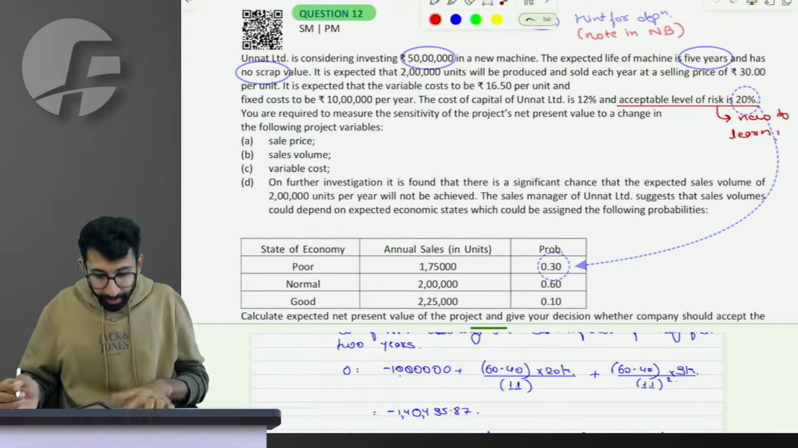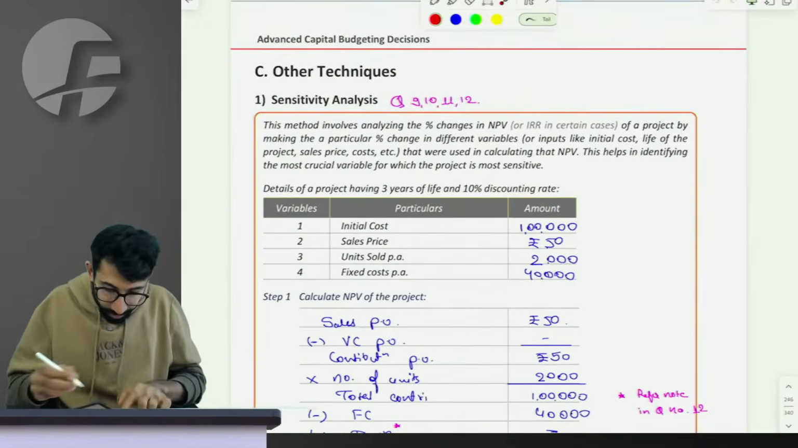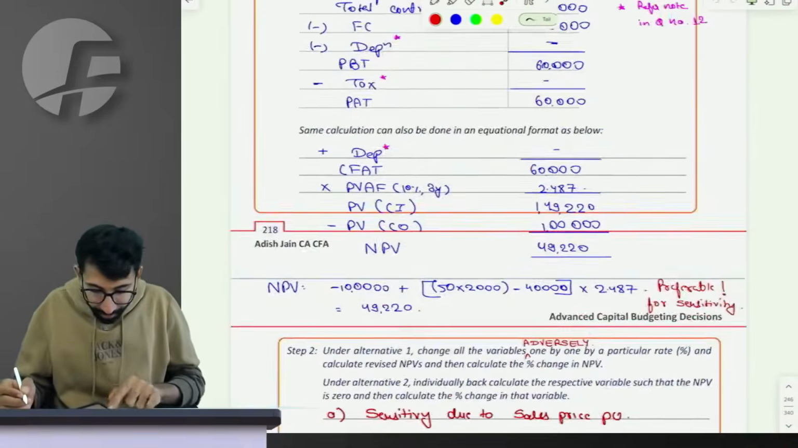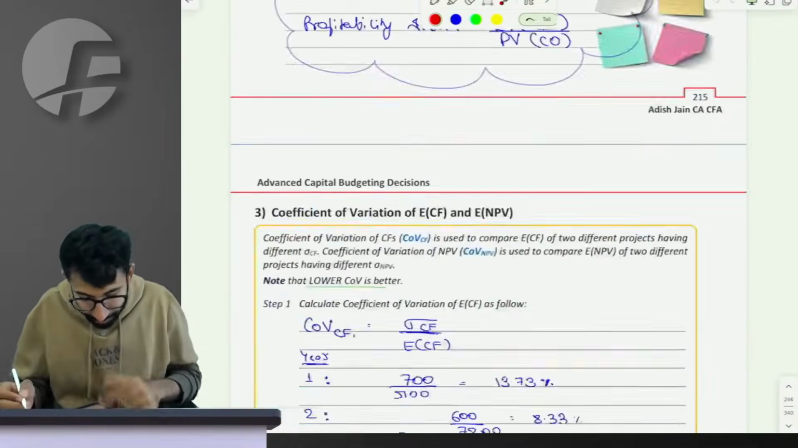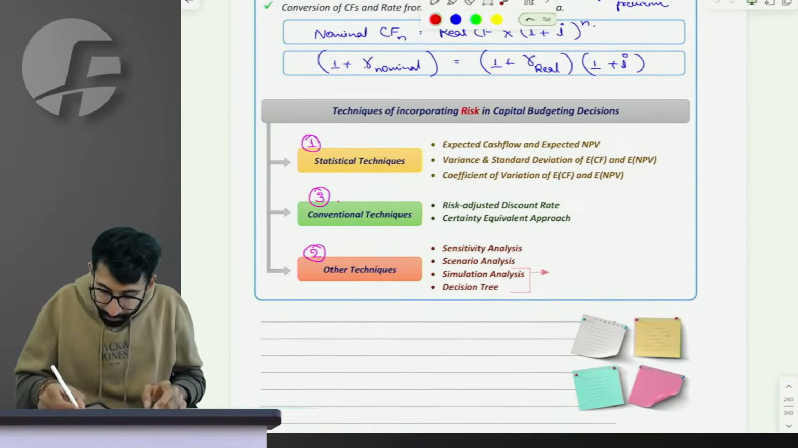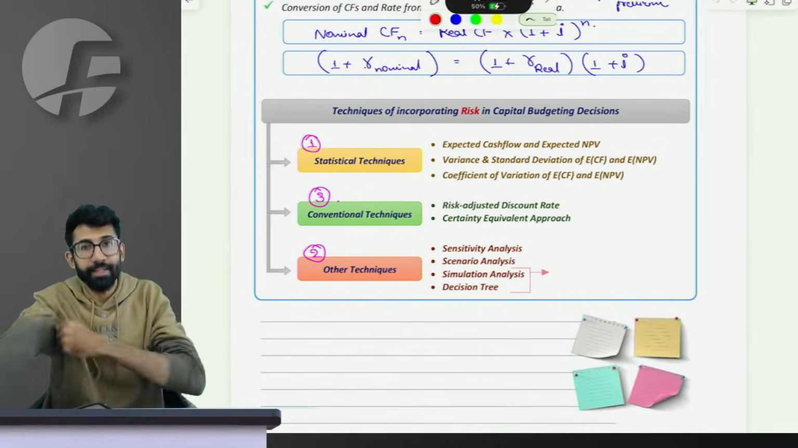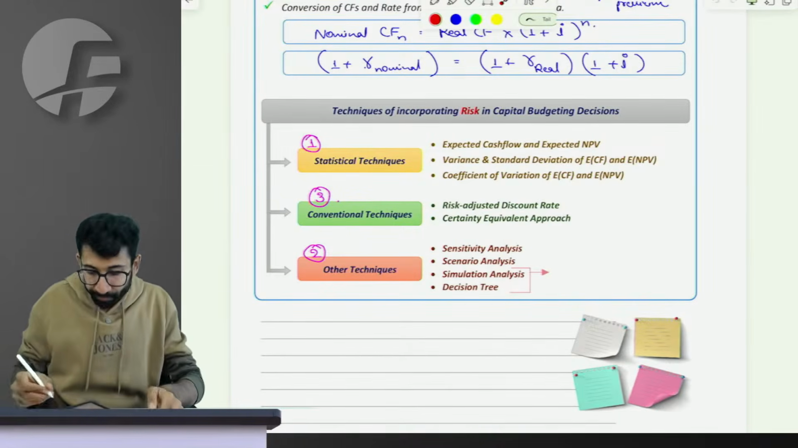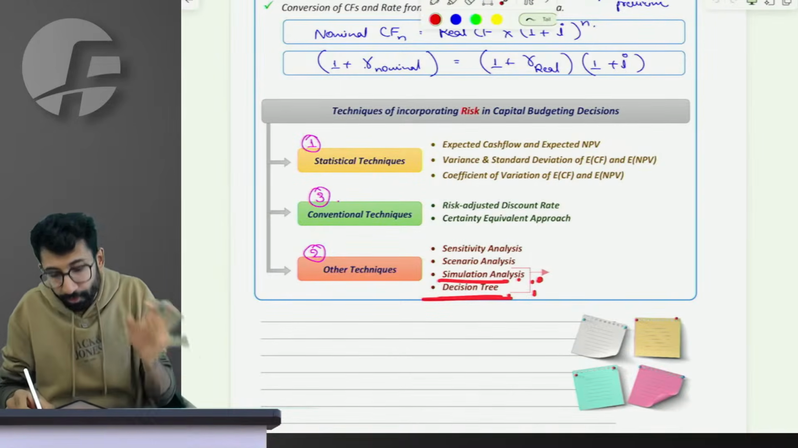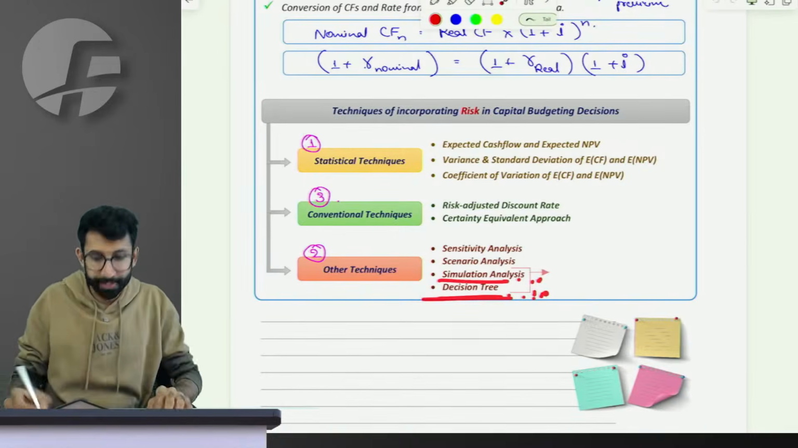Yes, boss. This completes the discussion on the sensitivity analysis. So we are now done with scenario analysis as well as sensitivity analysis. The next category is the easiest among all, which is conventional techniques, boss. People in the class, please look at this. Simulation and decision tree, as I said, there's no practical question from the institute side on this.